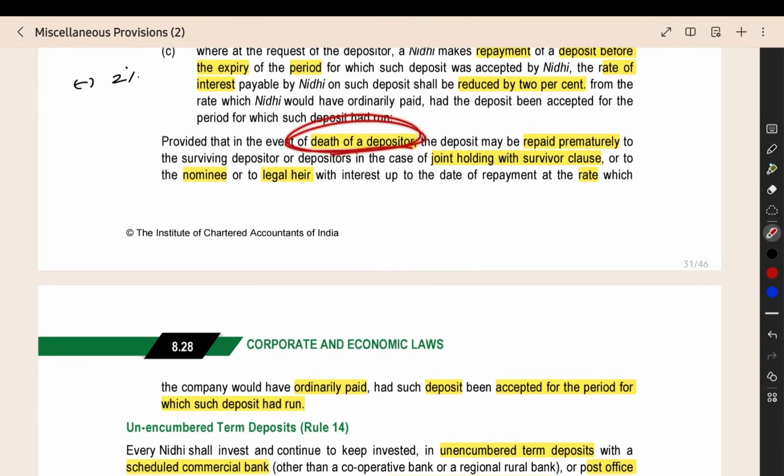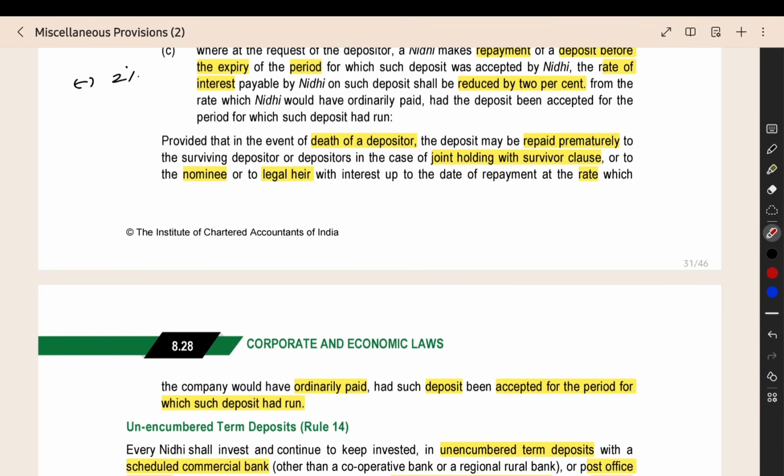Then, death of a depositor. The person who deposited died. Now they can give it prematurely. If there is a joint holding with survivor clause, and one person dies, the deposit will be given to the survivor. So in that clause, we have a deposit account, the person dies and it is repaid prematurely. Here, will they give you the full interest?